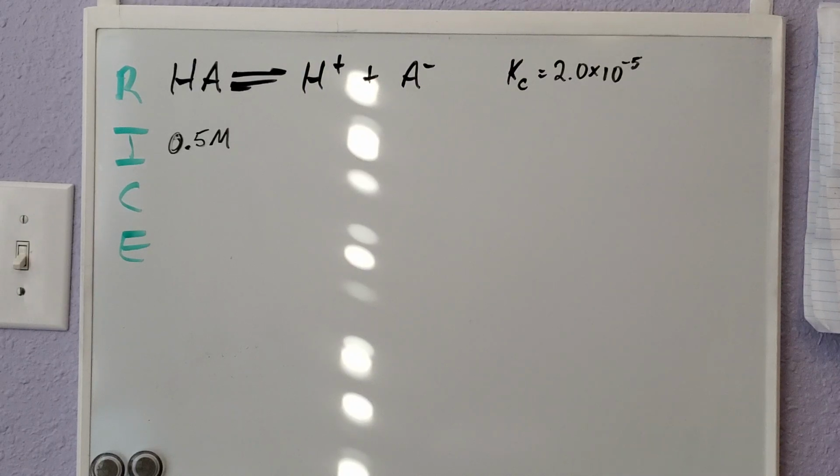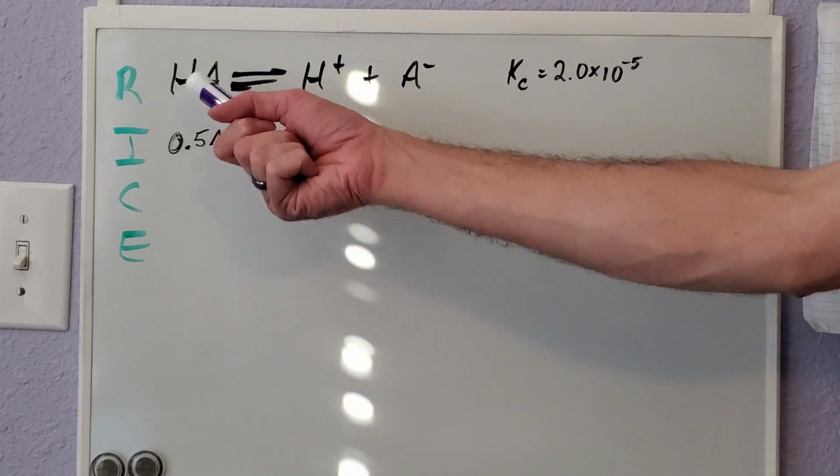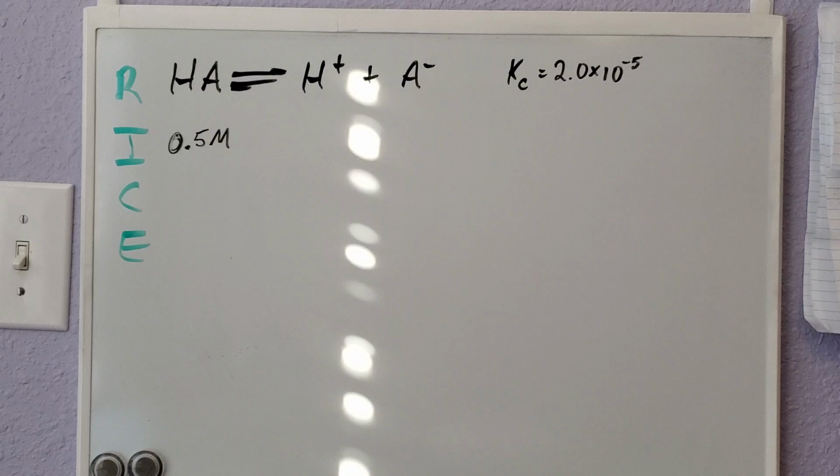You can only do that, though, if you are given the actual equilibrium constant. Here I'm telling you that I have a chemical reaction of HA in an equilibrium relationship with H plus and A minus. And initially we have 0.5 molarity of this HA.